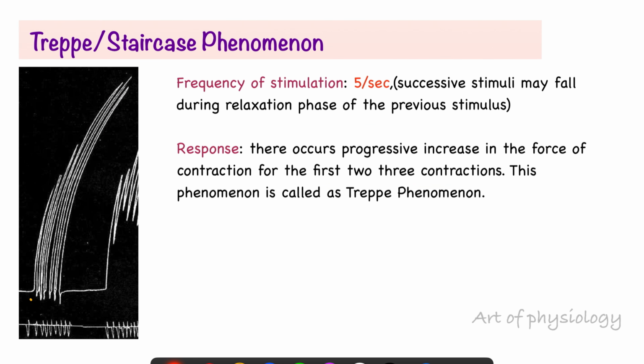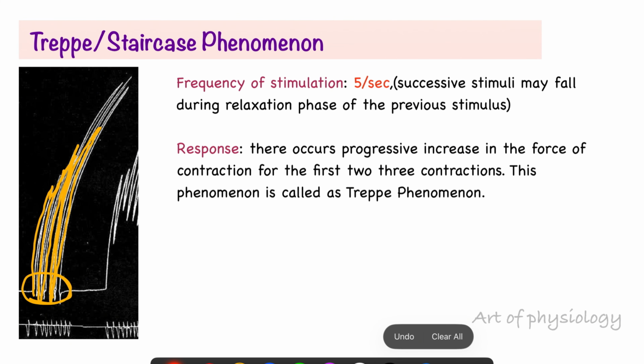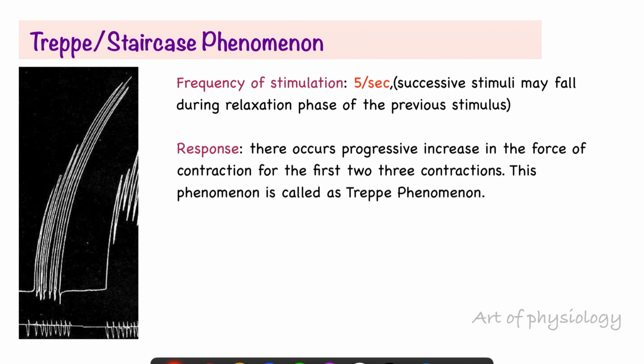You have to note one point here. The relaxation is complete here. That means the force of contraction is increasing, then it is coming back to the relaxation phase, and again the contraction phase, then coming to the relaxation phase, then contraction and relaxation phase. So here the relaxation phase is there and it is complete. So this is called treppe.